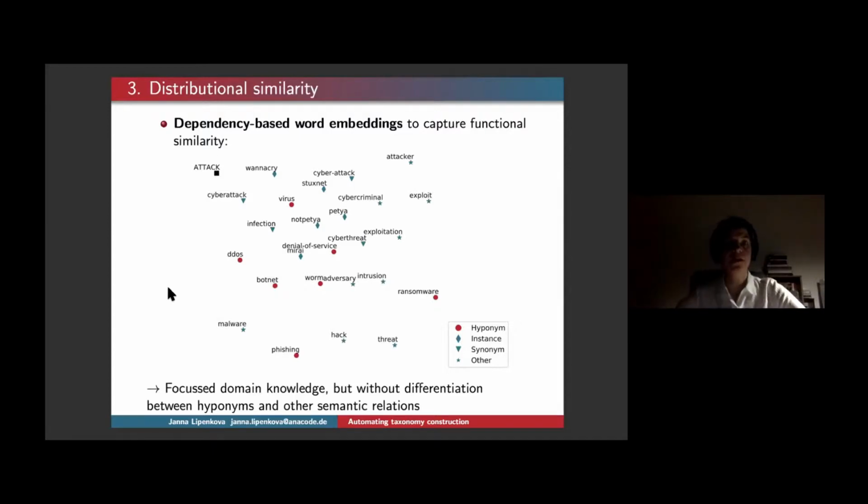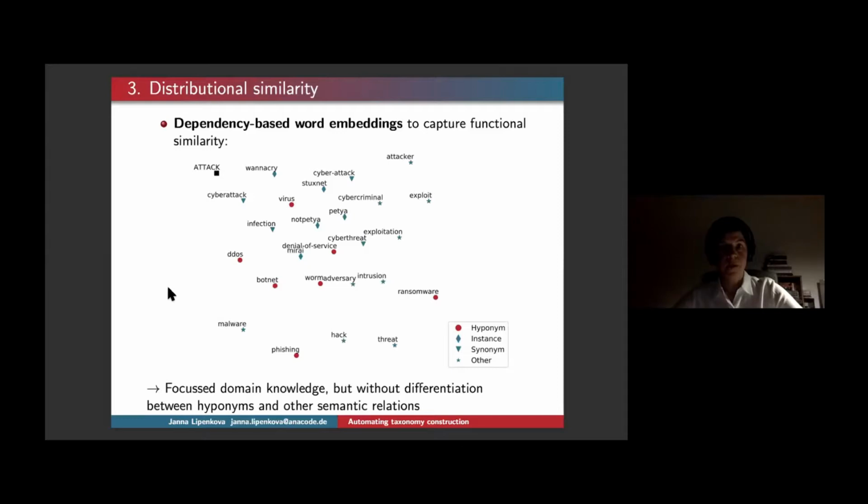This is a chart which shows the most similar neighbors for attack in the sense of cyber attack in this data, because this would be more focused on cybersecurity attacks than on physical attacks. And you can see the nearest neighbors. The red points here are the hyponyms. Additionally, we also have other kinds of lexical relations. We have instances of specific categories like WannaCry, Stuxnet, Petya, and so on. These would be the individuals, if we use a real knowledge graph. We have synonyms like cyber attack, like infection, rather a near synonym maybe. And then we have some other instances like attacker, cyber criminal, exploitation, and so on.